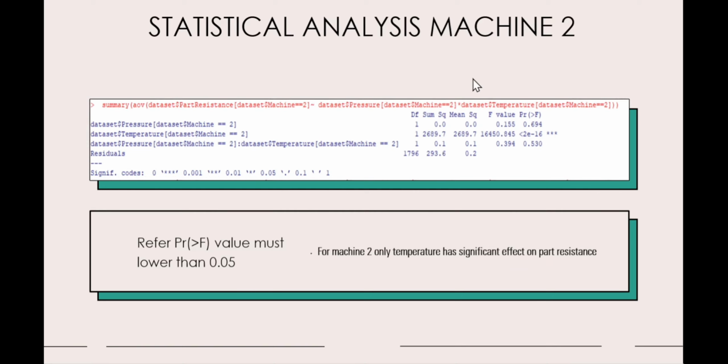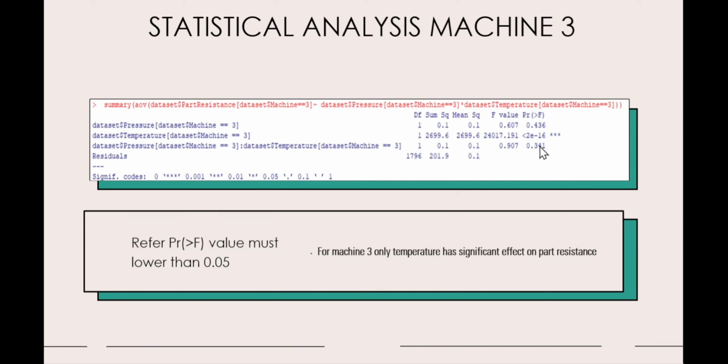As for machine 2, also the PRF value is only for temperature, it has the value of 2 exponent negative 16. So it shows that only temperature has a significant effect on part resistance as the value is lower than 0.05. In machine 3, if we refer to the PRF value, the temperature value is also lower than 0.05. So we can conclude that for machine 3, only temperature has a significant effect on part resistance.